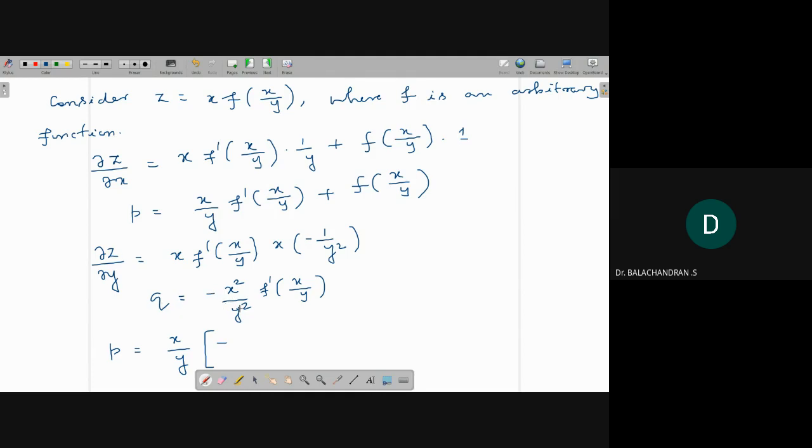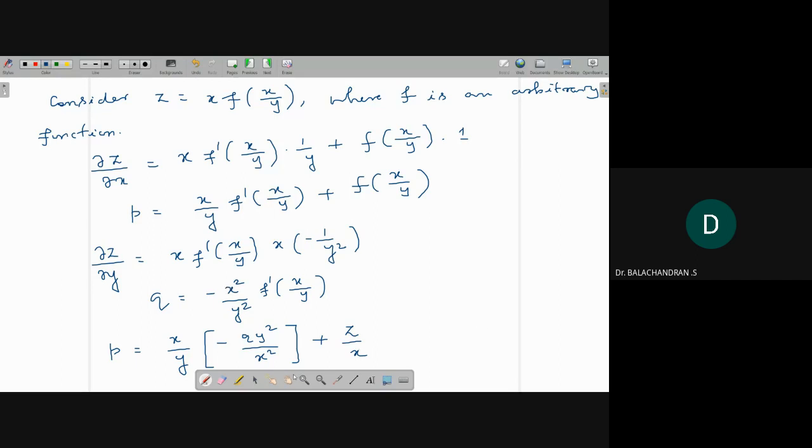Minus Q y square by x square. So instead of this f dash of x, f dash of x by y, these two are same. Okay. So next, plus what is f of x by y from the given problem? What is f of x by y? Z by x. So I am eliminating f from the given problem, and from P. Okay, is it clear?